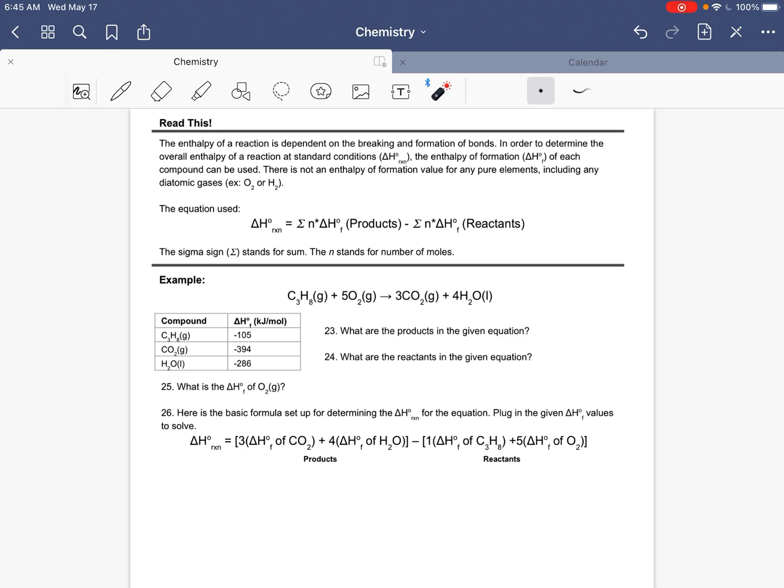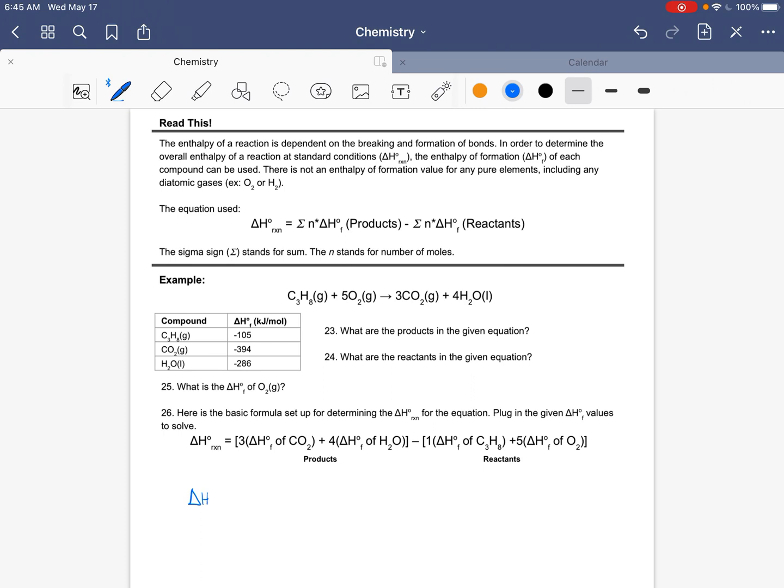All right, so these two questions, they ask what are the products. So here's our products, and then our reactants are on the first half of our equation. And here I kind of already addressed, but my enthalpy of formation for oxygen is just going to be 0 because it is a pure element. So I have the very basic structure of what we're going to do for the enthalpy of the reaction, but I'm going to go ahead and write it out again.